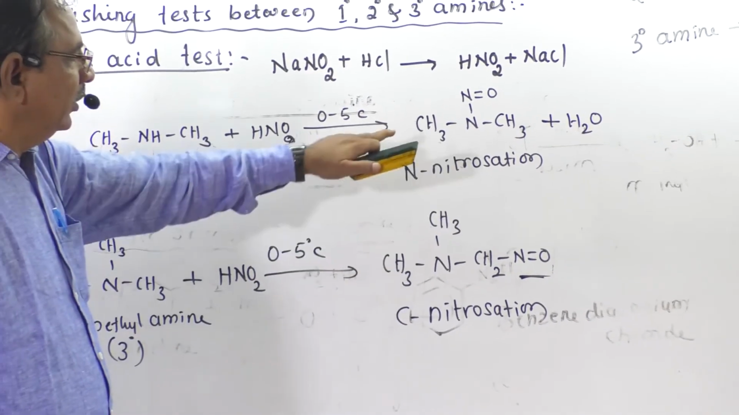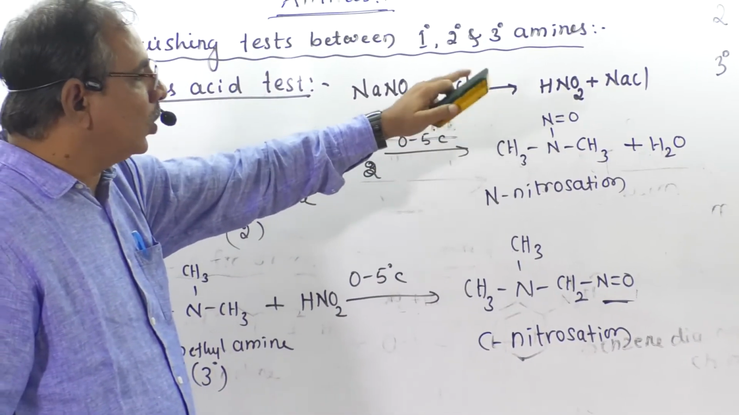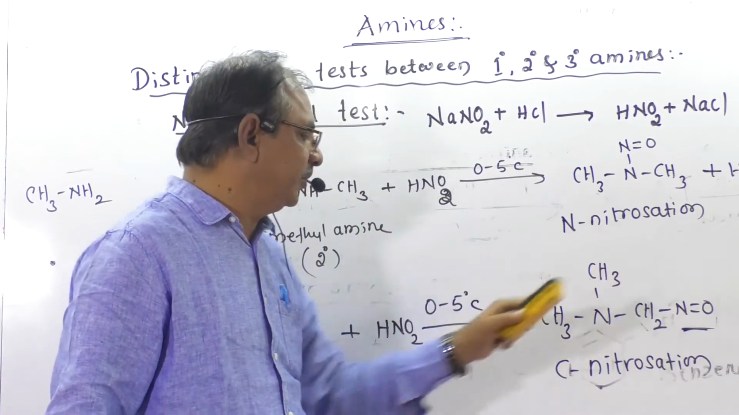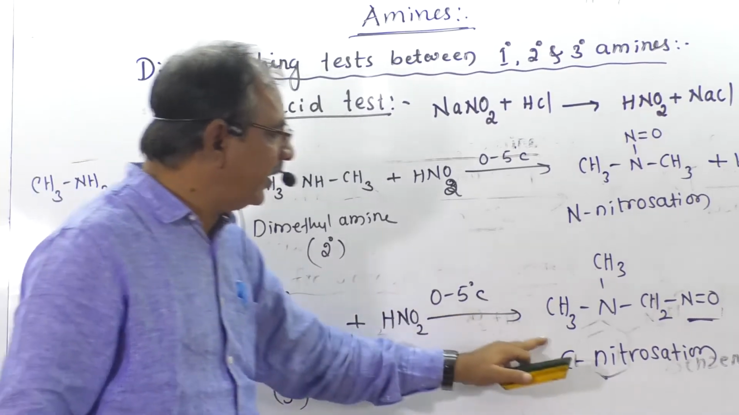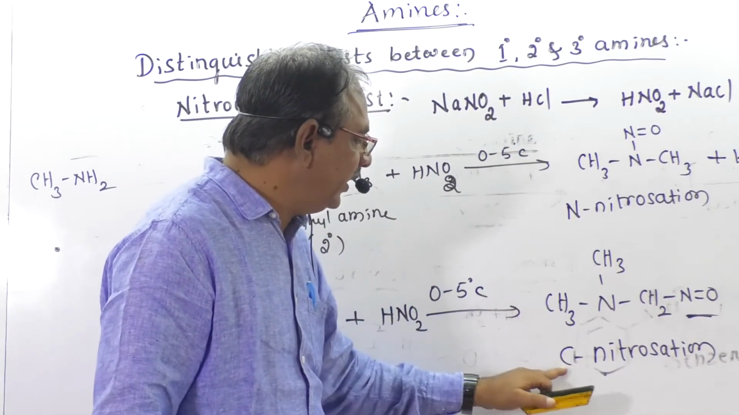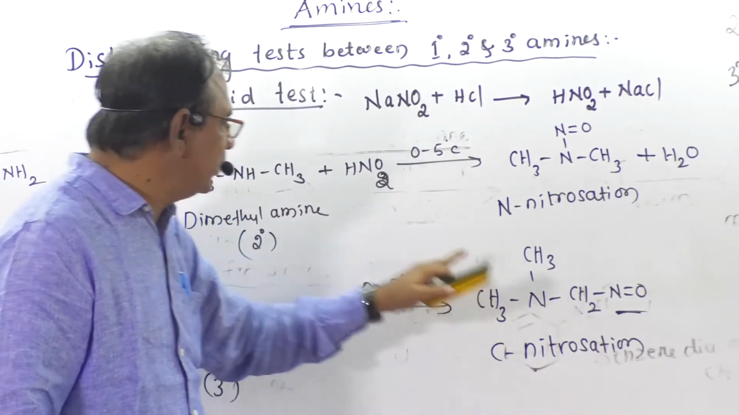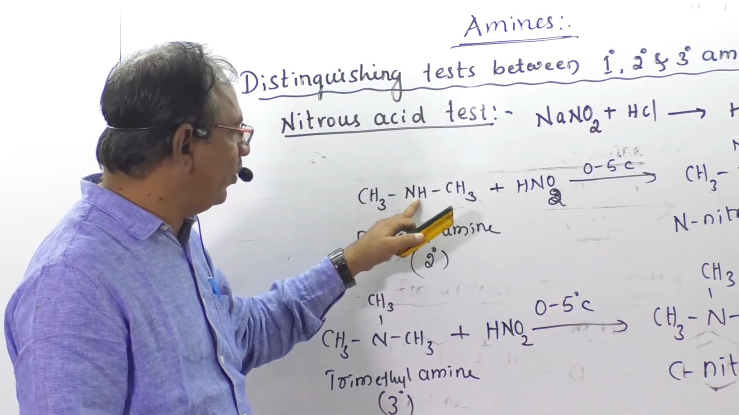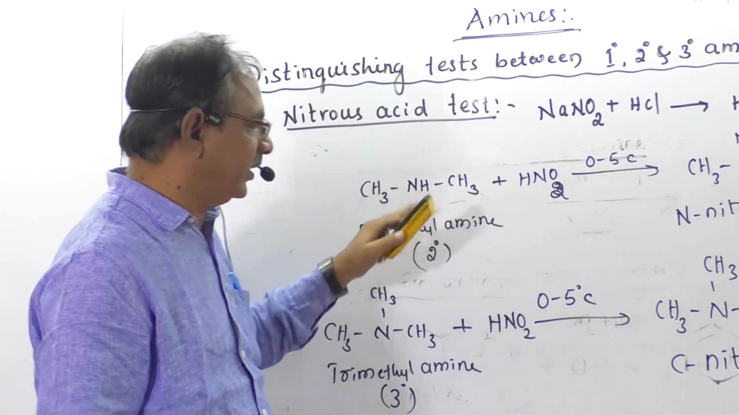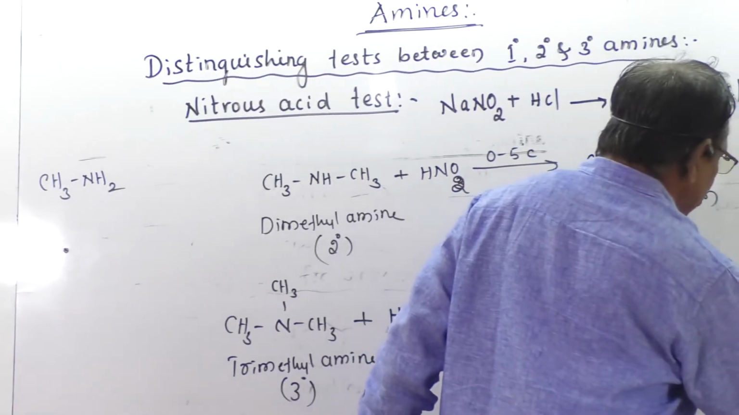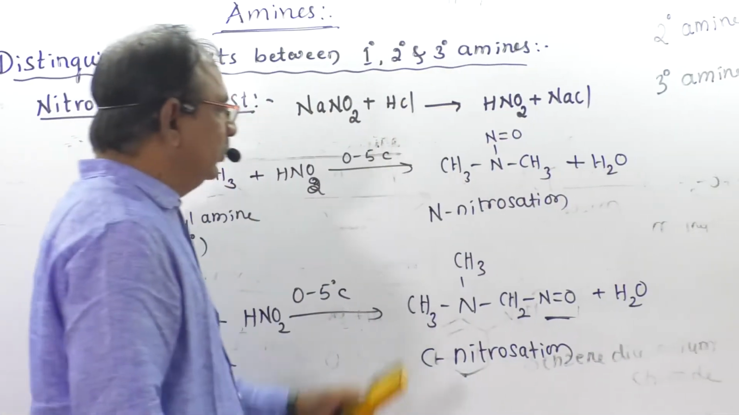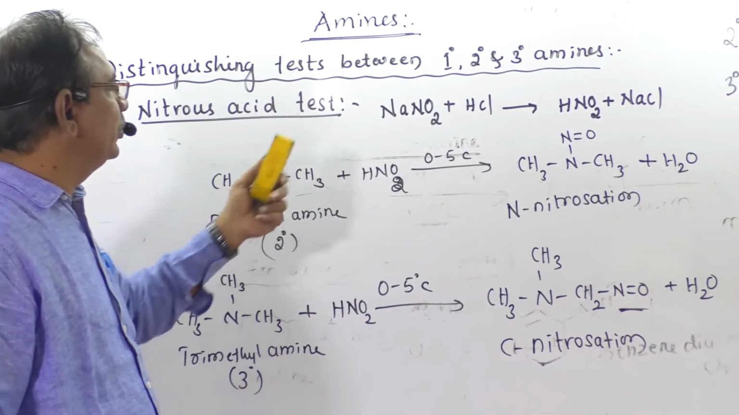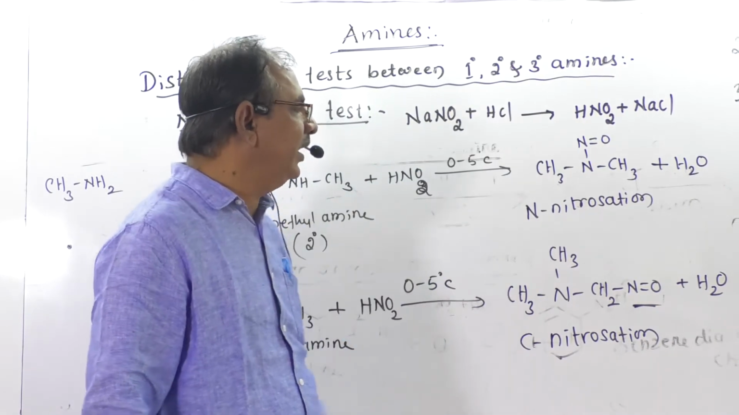C-nitrosation. So in the primary amine alcohols are formed, and in the secondary amine N-nitrosation product is formed, and in the tertiary amine C-nitrosation is formed. N-C indicates the nitroso group which is attached to that particular element. Here nitrogen contains one hydrogen, hence the nitroso group is attached here. Here also a water molecule is eliminated. So these are the three different tests which are used to identify primary, secondary and tertiary amines.